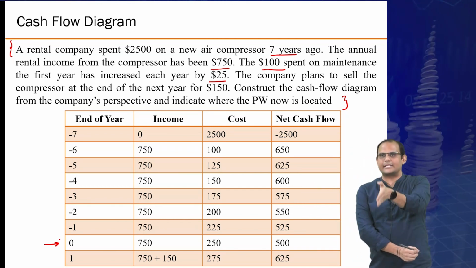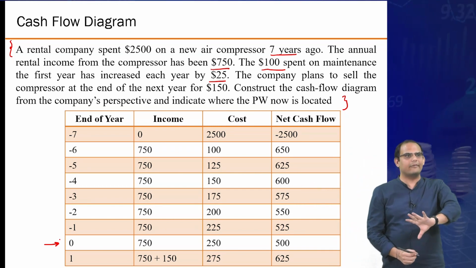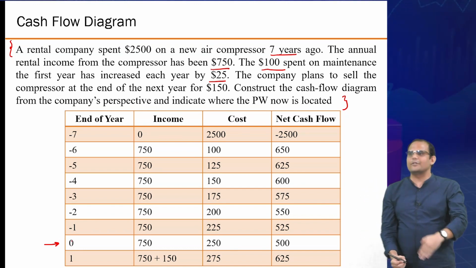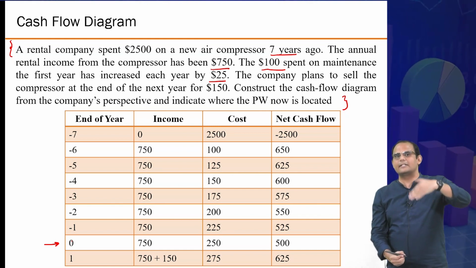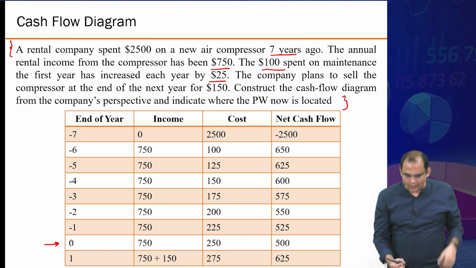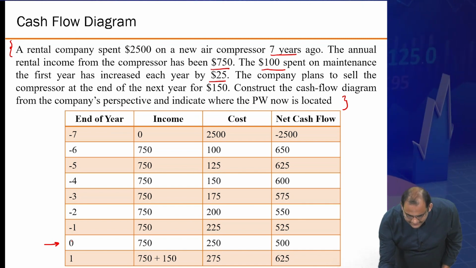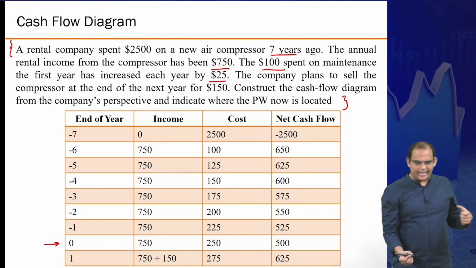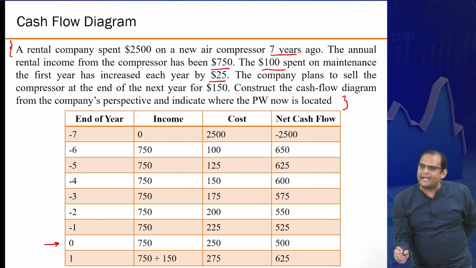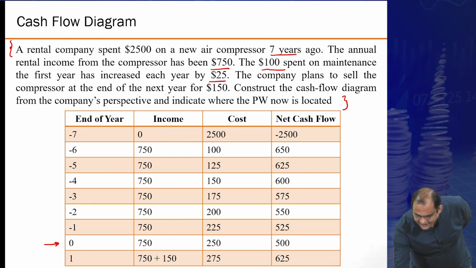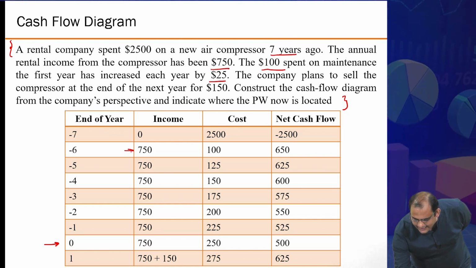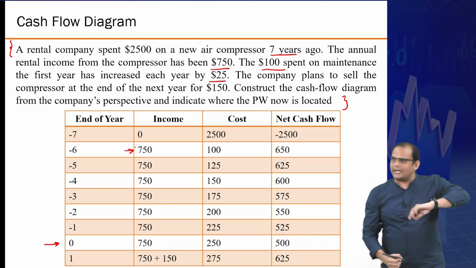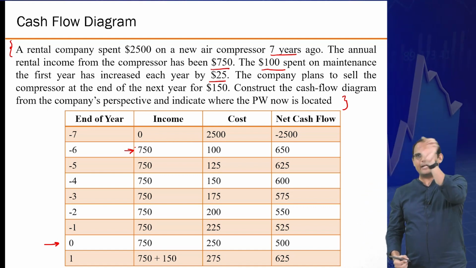So right now, this is the point that is naturally being given in this particular problem, right? So I am setting my time 0 at this time. So I have to start plotting the transactions that started occurring 7 years ago, right? What was occurring? The rental income from the compressor was $750. Again, you are using the end of period convention. So this first 750 is shown at the end of period -7 to -6, at that boundary, not at the starting of the period -7.